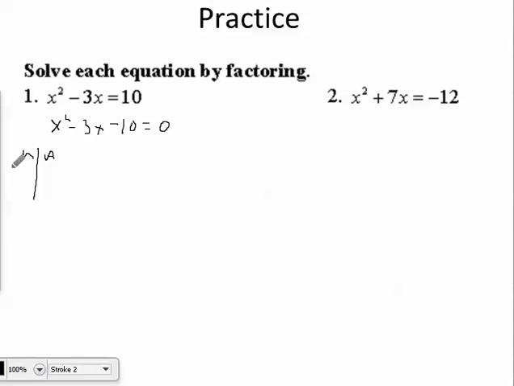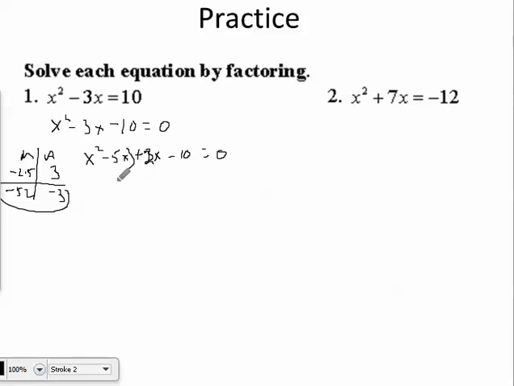Okay, so to multiply to get a negative 10, it's going to be a negative 2 times 5. And that's going to add together to give me a positive 3. Nope, I need a negative 3. So negative 5 times 2, and that's going to give me a negative 3. That's going to be what I'm going to break my equation down into. So it's going to be x squared minus 5x plus 2x minus 10 equals 0.